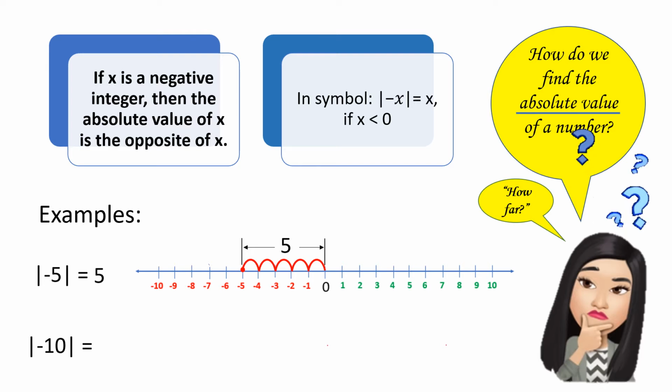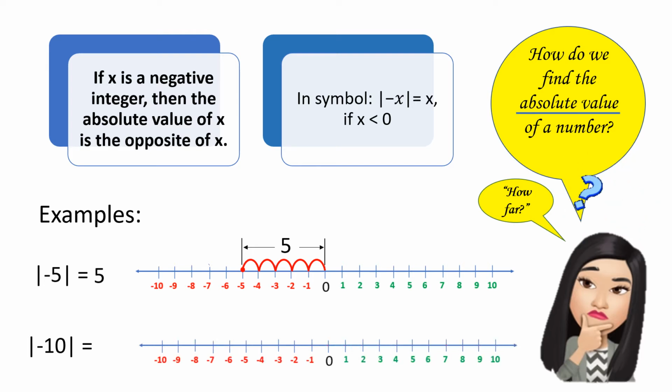How about the absolute value of negative 10? From 0, we count 1, 2, 3, 4, 5, 6, 7, 8, 9, and 10. Therefore, the absolute value of negative 10 is 10.